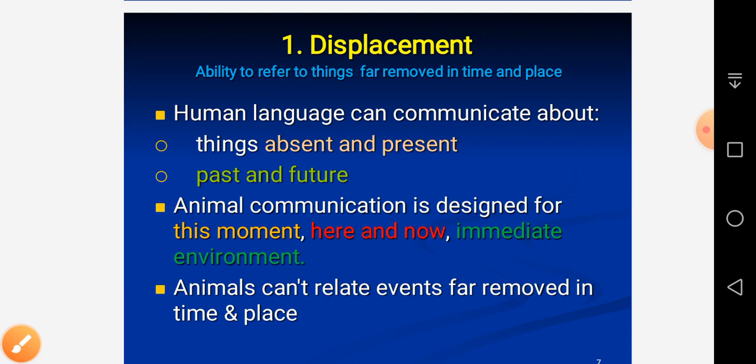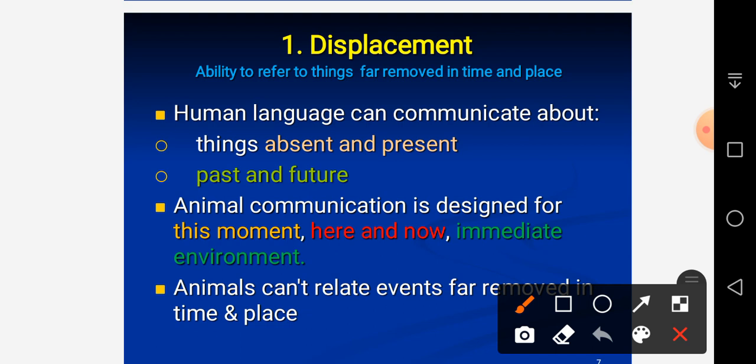Let's say we can talk about our past. We can go back into our imagination. We can talk about future things. But a dog or cat, when it uses signals or message signals, can communicate only about the immediate environment or what happened a short while ago.